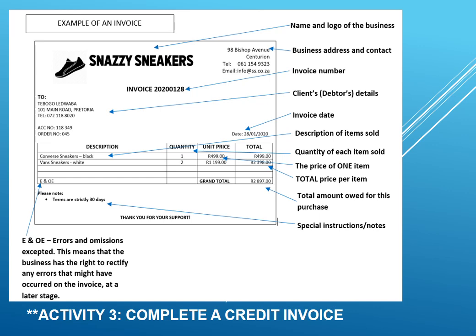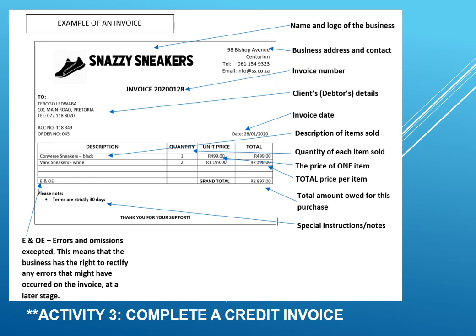Then important, the date of the transaction. When did this sales transaction take place? That is quite important. We'll see that when we capture the information of the transactions in our journals a little bit later on. Then a way of displaying what has been bought or sold to the client. This business, Snazzy Sneakers, has sold to Tebogo Letwaba Converse sneakers, a black pair. There we can see he bought one, we sold one to him.